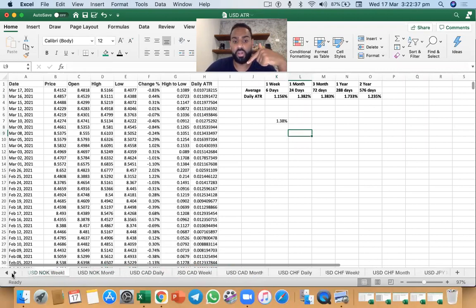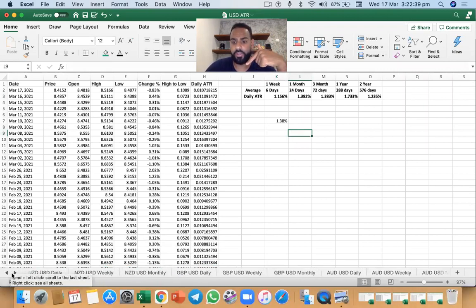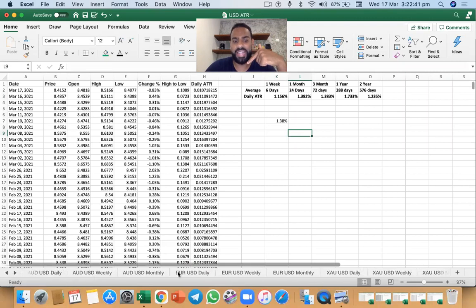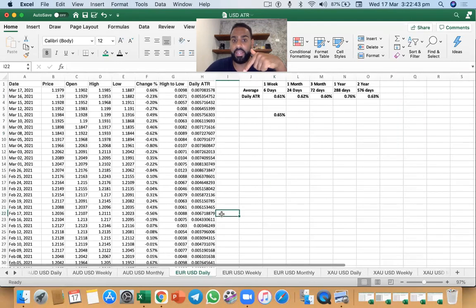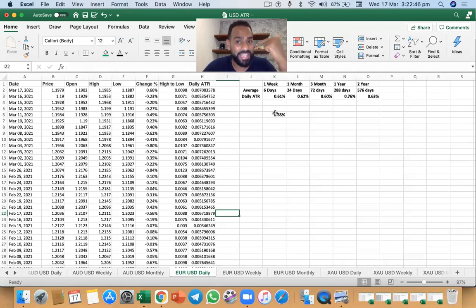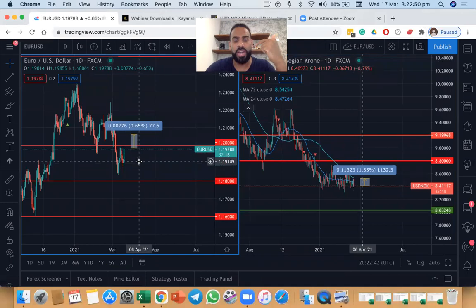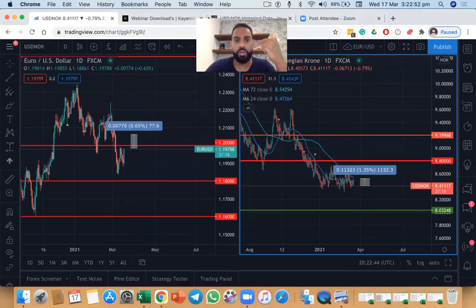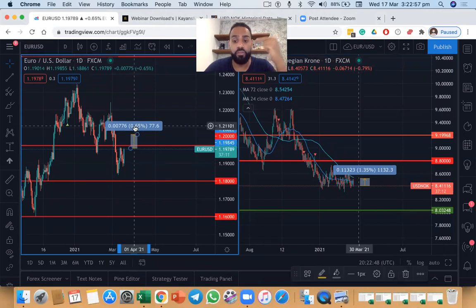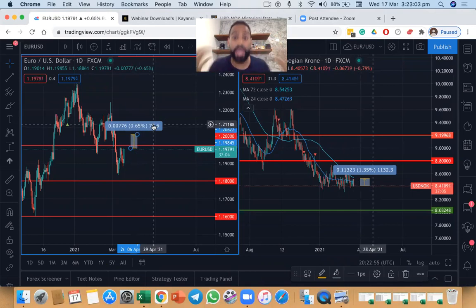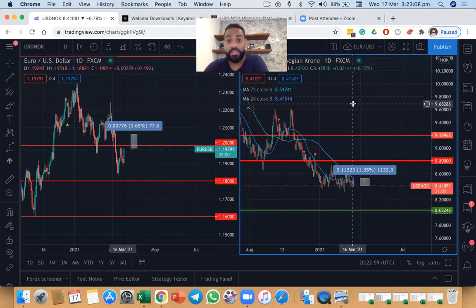All right. Now, euro dollar, so the euro against the US dollar on a day-to-day basis fluctuates historically by 0.65% per day. Okay, so let's have a look at this on the chart. Euro dollar on left, USD Norwegian krona on the right. 0.65% is how much the euro fluctuates against the US dollar. That's 77 points in the markets, all right? So 77 pips, okay?